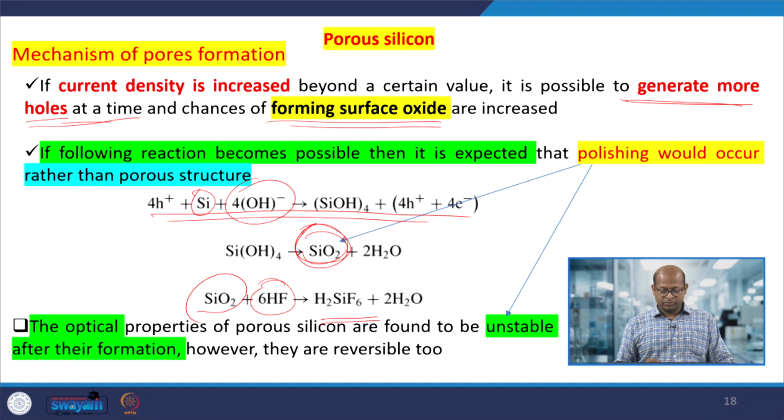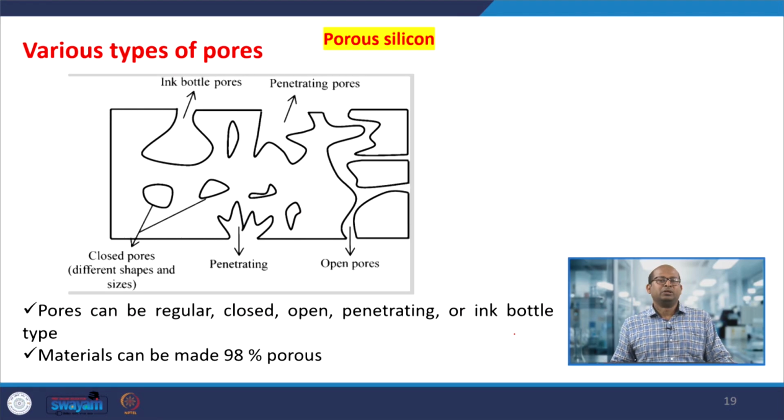This is also called polishing. Whenever we are preparing silicon that can be used for electronic devices, it has some optoelectronic properties, but the optical properties of porous silicon are found to be unstable after formation. This type of thing is not expected when silicon is converted into porous silicon. So we try to maintain low currents, with current density as low as possible. So next is the pores.